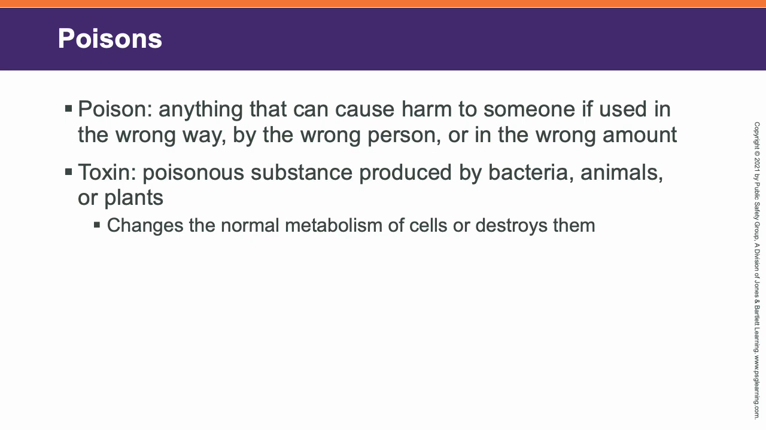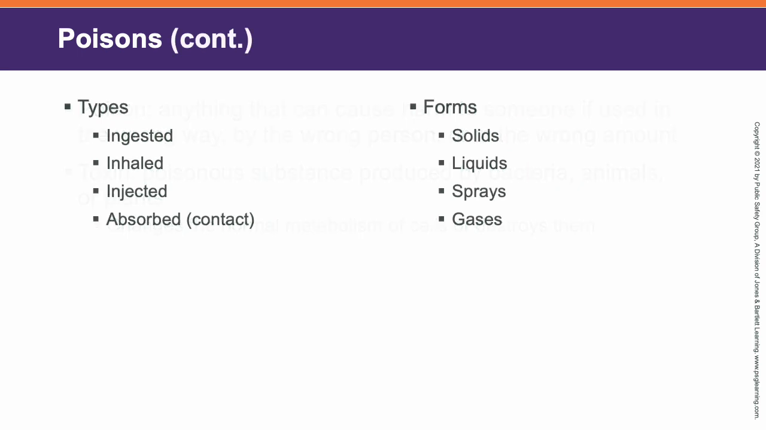Okay, so the toxin is the actual substance itself that is coming from bacteria, animals, or plants, so from natural substances. Whereas poisons can be anything: chemicals, synthesized or created things, created in a lab, things like that. So, speaking of poisons, I guess poisons are more broad.